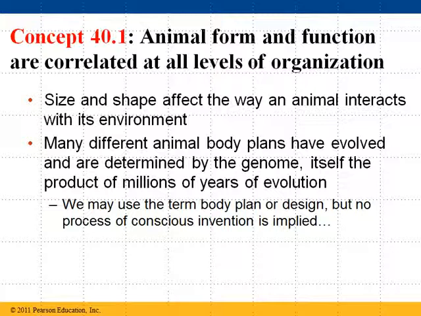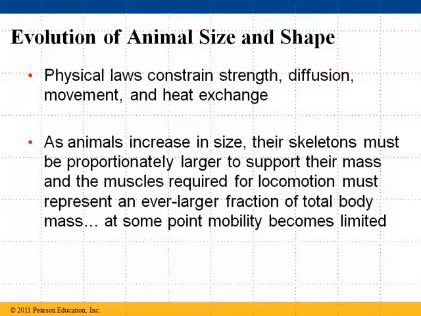So let's go ahead and talk about some of these different forms and functions. Evolution of animal size and shape. You might wonder why animals are the size and shape that they are, and of course there are physical laws that constrain the size of an animal, the strength of an animal, the ability to diffuse materials in and out of cells, heat exchange, and the like. And so that will constrain the size and shape of the living creature.